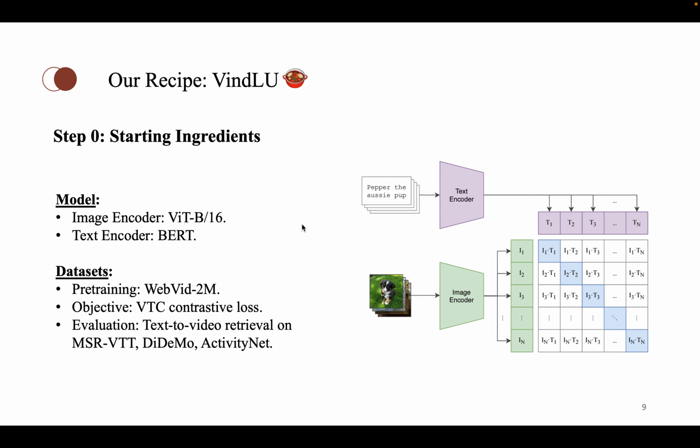To build the recipe, step 0 is our simple baseline. We use a ViT base as the image encoder and BERT as our text encoder. The model is pre-trained with the video text contrastive loss on 2 million video text pairs. After pre-training, we fine-tune the models on 3 downstream datasets and report the average top 1 accuracy on these 3 datasets. The image transformer baseline achieves 50% accuracy.